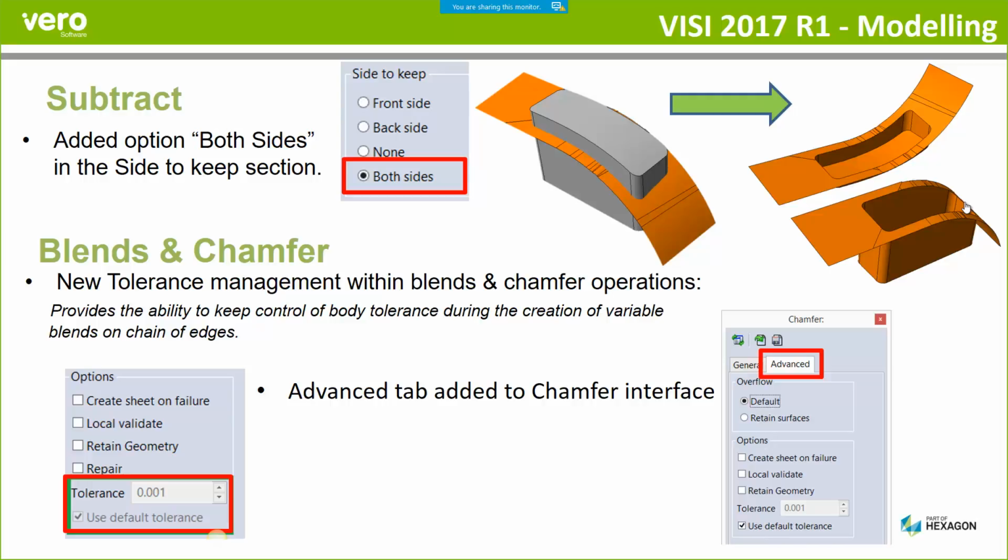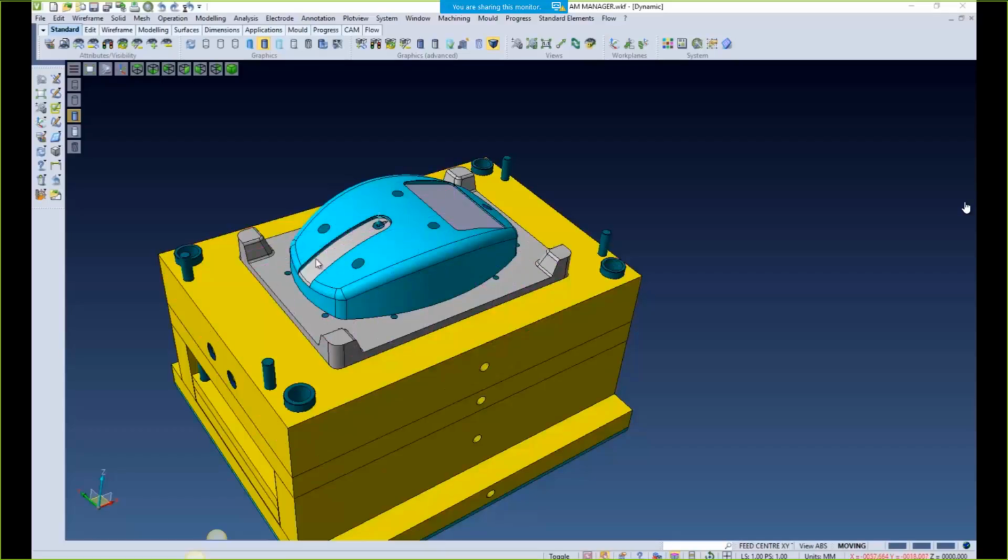So this allows you to fiddle with the tolerance when you're creating a chain of radiuses or chamfers, and hopefully get a result where previously you wouldn't have done. So it saves you having to go in and repair poor data to the extent just to add a few radiuses onto a model. And also for the chamfer function, we've added an advanced tab with some more functionality within there for creating chamfers. So let's have a look at these.